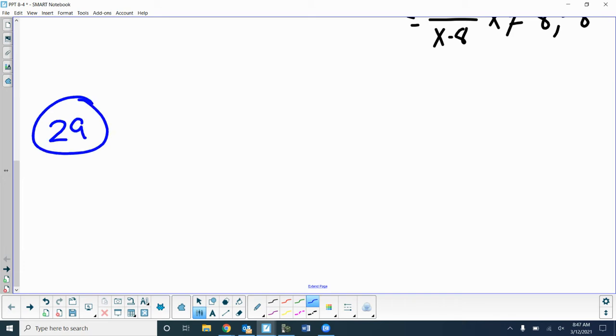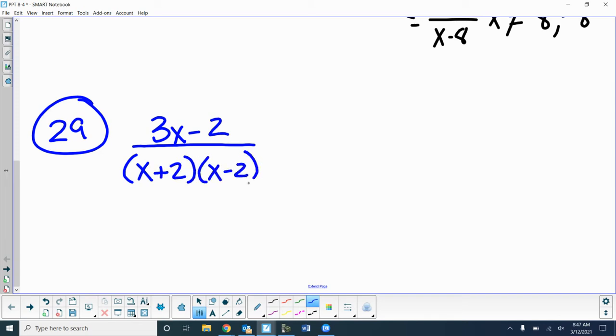So the first fraction, the top one, 3x minus 2, the x squared minus 4 would be x plus 2 and x minus 2. I just factored it right away. It's a difference of squares. You with me on that?